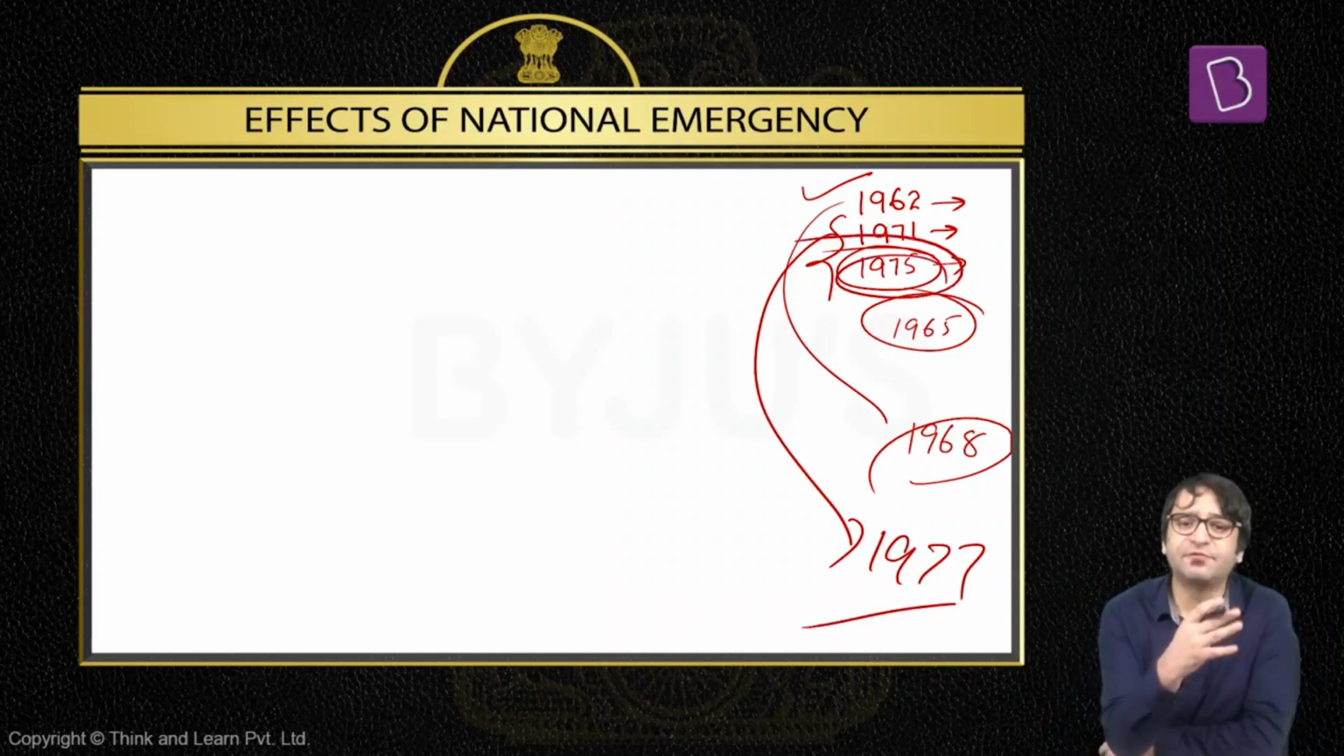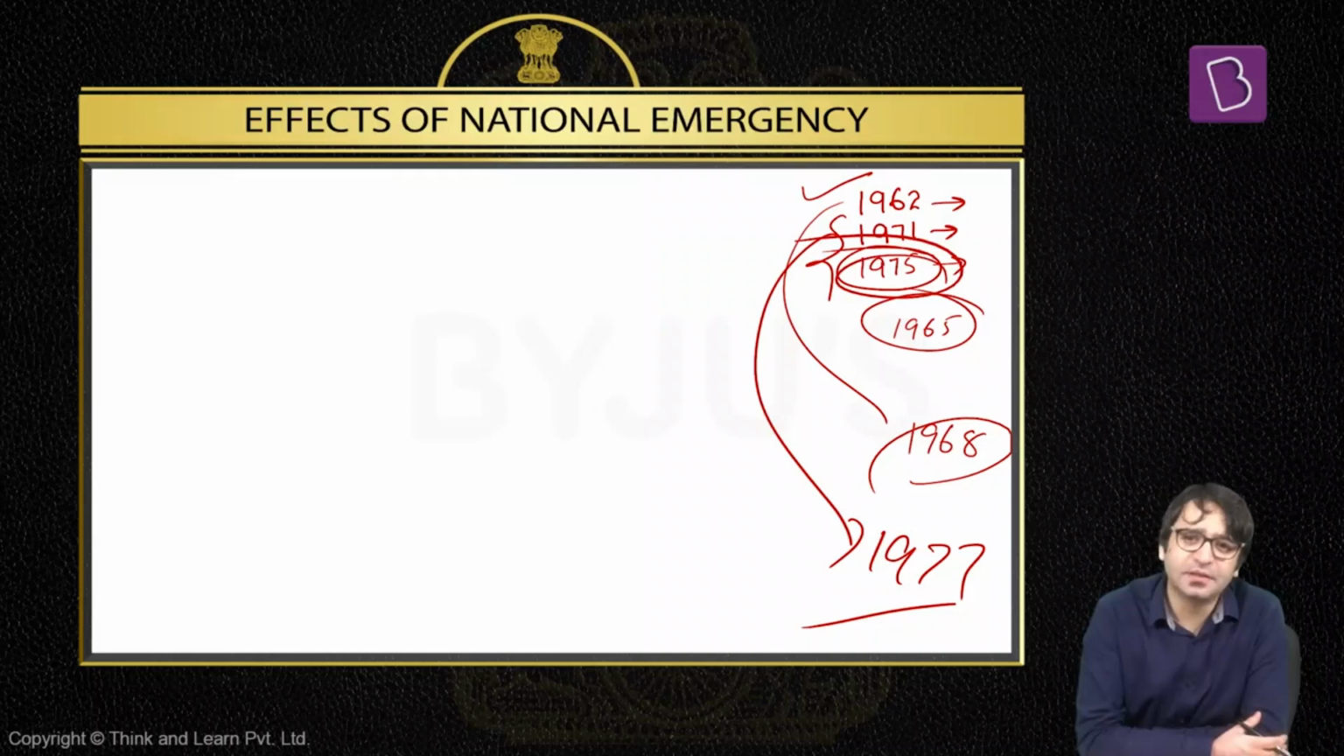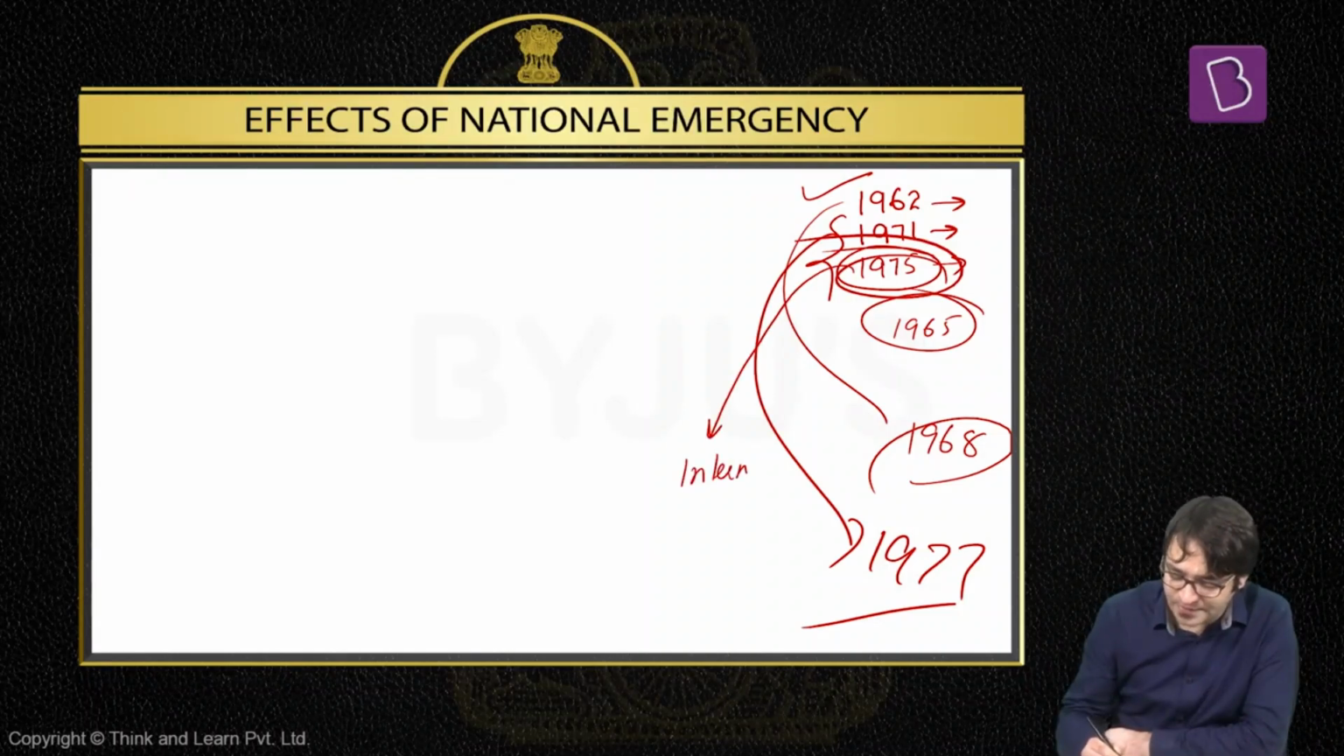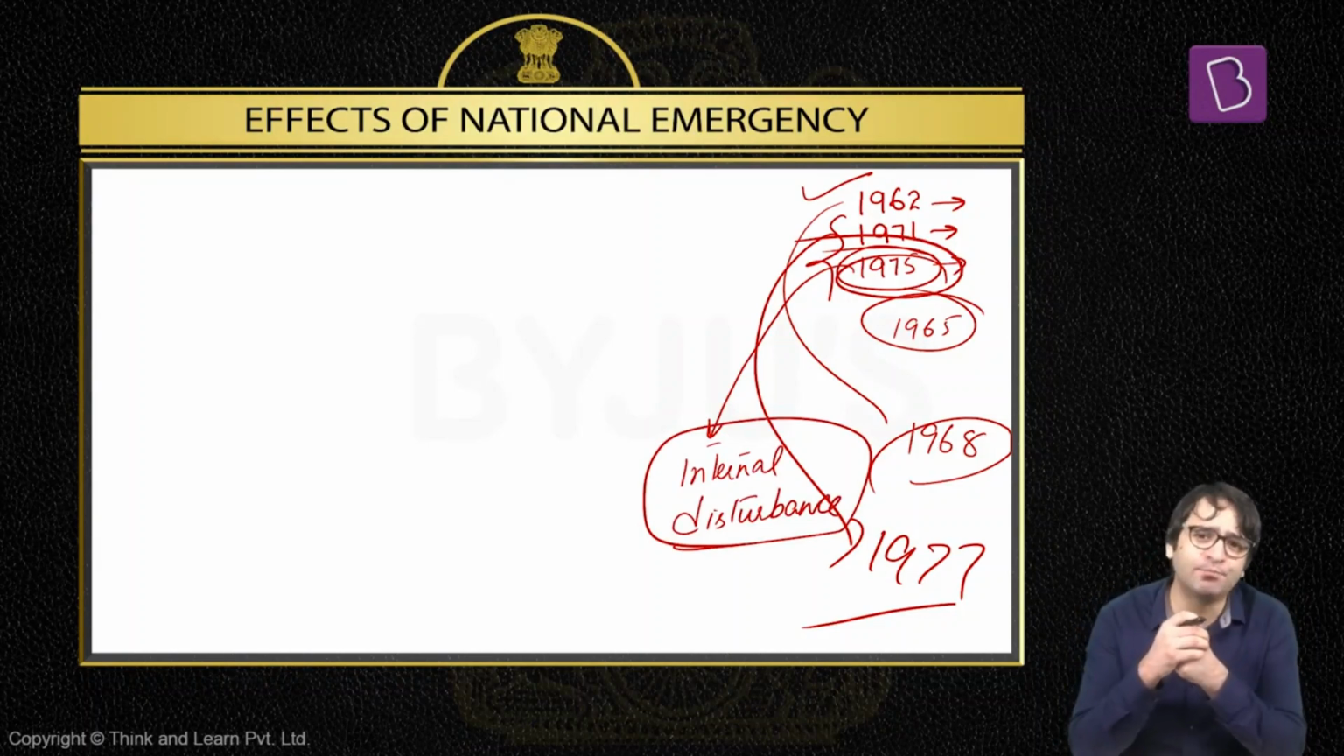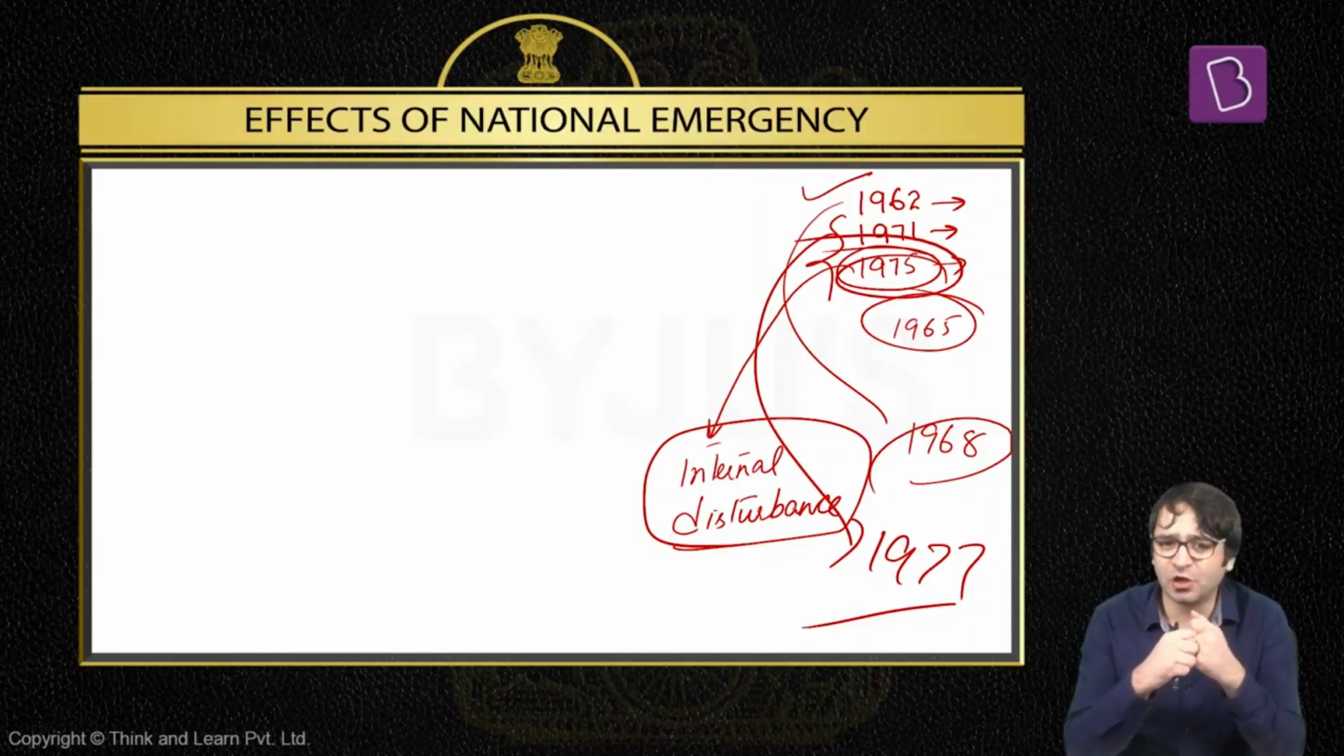But why was this 1975 emergency very notorious? It is argued that this was a black chapter on India's democratic credentials. This 1975 emergency was imposed on the grounds of internal disturbance. And it is argued that there are two big reasons why Indira Gandhi imposed this national emergency in 1975. The first is she lost a case in Allahabad High Court. Allahabad High Court said you are disqualified, because of electoral malpractice.